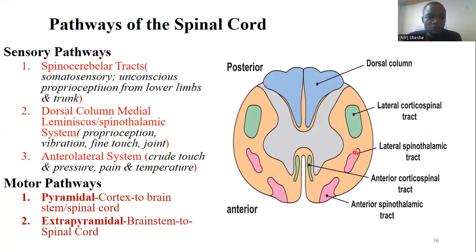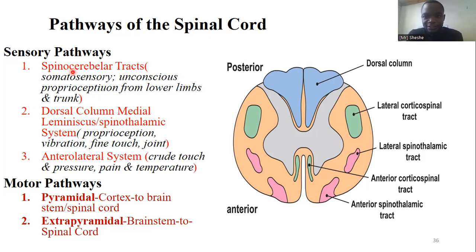Okay, let's begin with the sensory pathways. These nerves are ascending. All sensory pathways are called ascending tracts. Ascending because they are transporting information towards the brain, and all of them are sensory. Remember, the brain should receive sensory inputs, work on them, and generate motor outputs. So let's begin with the sensory one. We have what we call the spinocerebellar tract.